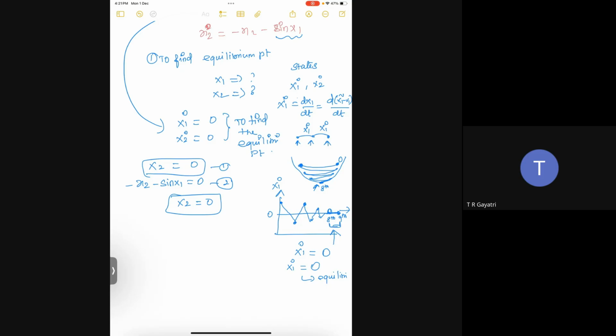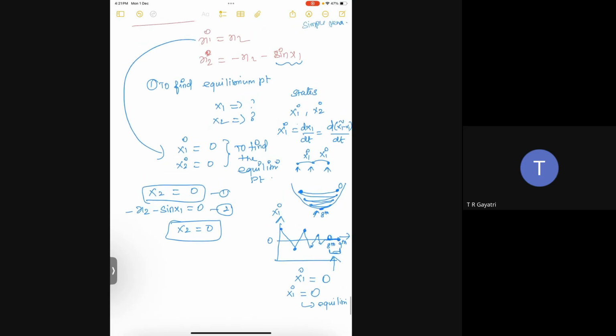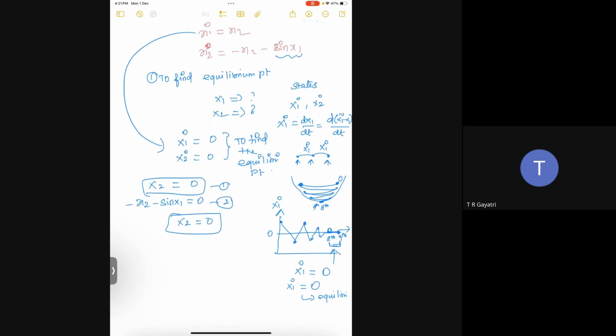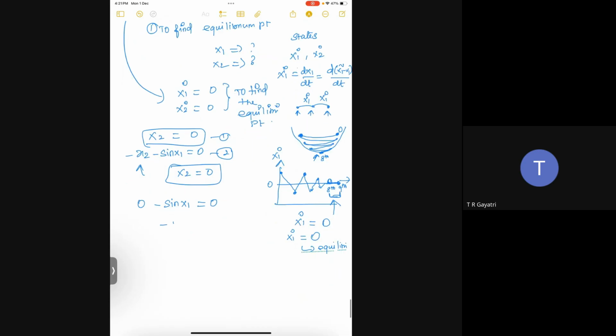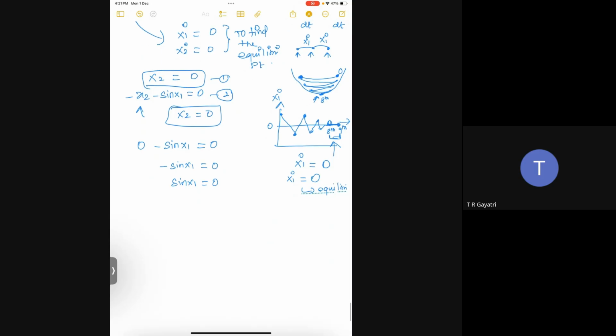Right. From the first equation, I am equating x2 equal to 0, x2 dot equal to 0. So from the first equation, it's always x2 equal to 0. I am substituting x2 equal to 0 here: minus sine x1 equal to 0, then sine x1 equal to 0. Minus is minus, it will go. Now for what values of x1 will the entire term sine x1 be 0?